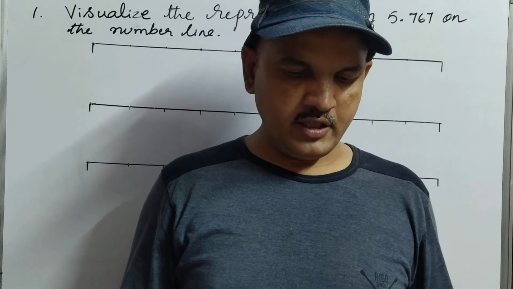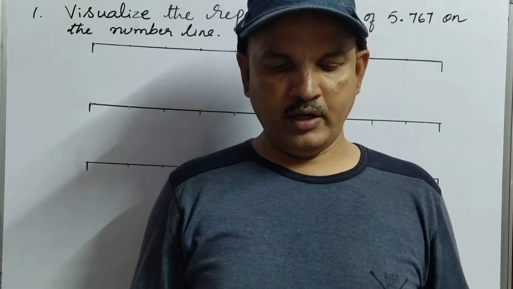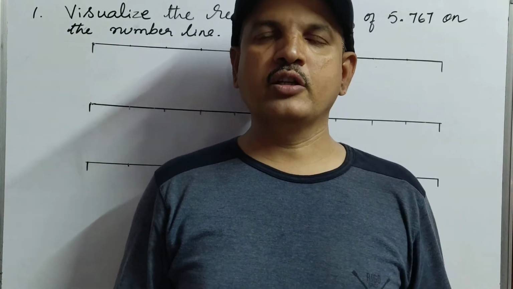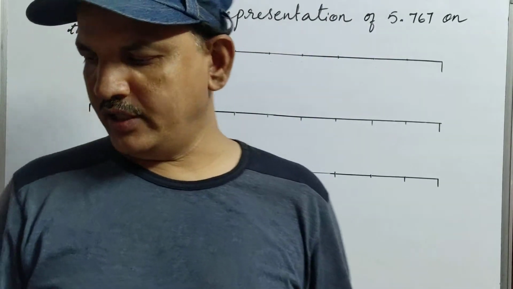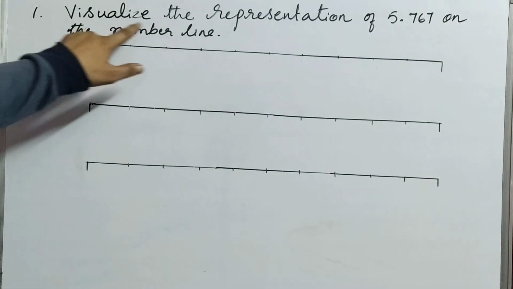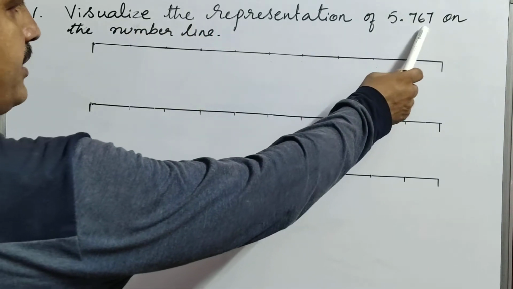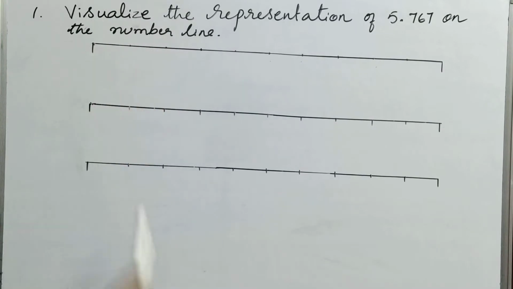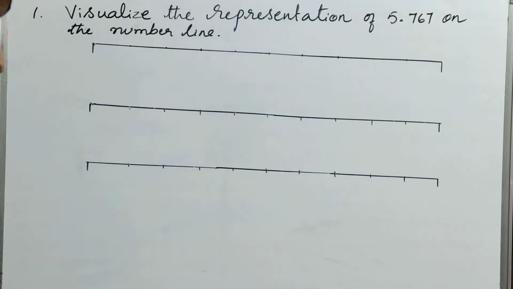Now the question is representation of real numbers on the number line. Okay. Now, how the question will be given, see here, I gave you one example. Visualize the representation of 5.76 on the number line. That means, how to represent this 5.76 on the number line.